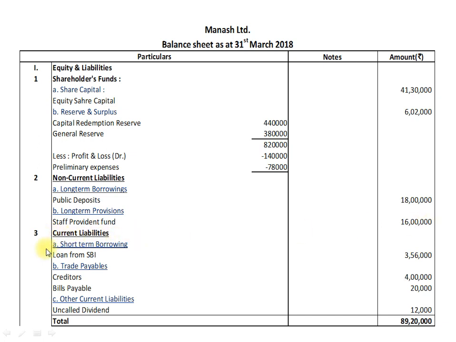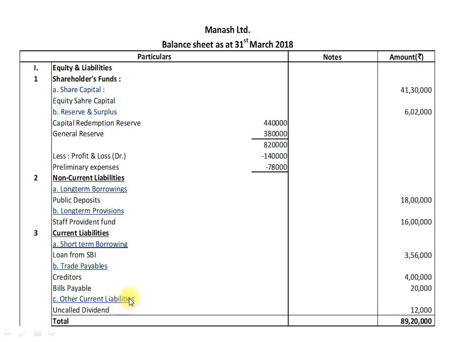Under current liabilities, we have subhead A, short-term borrowings, in which we have loan from State Bank of India, rupees 3,56,000. Then B subhead is trade payables, in which we have creditors of rupees 4 lakh and bills payable of rupees 20,000. And last C subhead is other current liabilities.